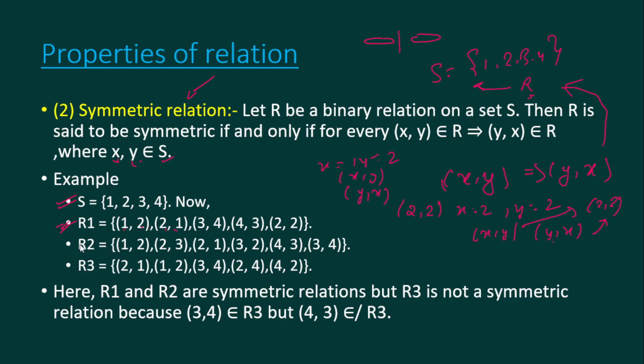Then we can see R2, 1 comma 2 is present, so 2 comma 1 is also present; 2 comma 3 is present, then 3 comma 2 is also present; and 4 comma 3 is present, and 3 comma 4 is also present. Every pair and its reverse is present here, so this is also a symmetric relation. Now in R3 we can see that 2 comma 1 is present, so 1 comma 2 is also present. 2 comma 4 is present, 4 comma 2 is also present. 3 comma 4 is present, but 4 comma 3 is not present here, so it is not a symmetric relation.